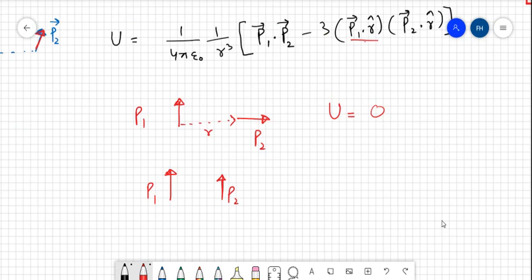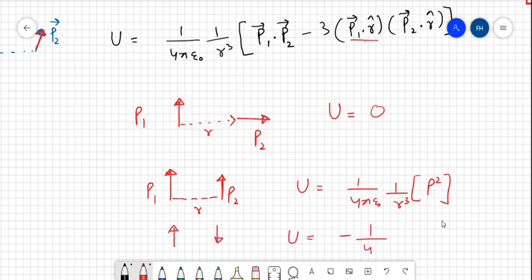p1 dot p2 will be simply p square if they have the same magnitude. So U will be equal to 1 by 4 pi epsilon naught, 1 by r cube, p square, and p1 dot r will be 0, p2 dot r will be 0 in this case, because this is again perpendicular to r. And what about anti-parallel electric dipoles? Again U will be equal to minus 1 by 4 pi epsilon naught, 1 by r cube, p square. So these are the three cases that we have discussed in the electrical case.